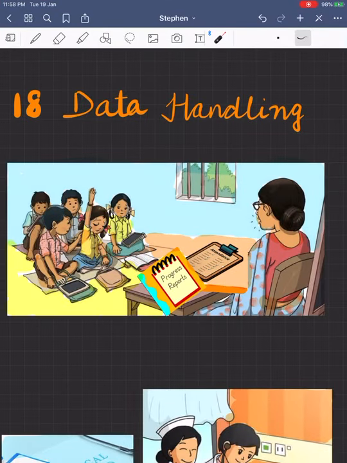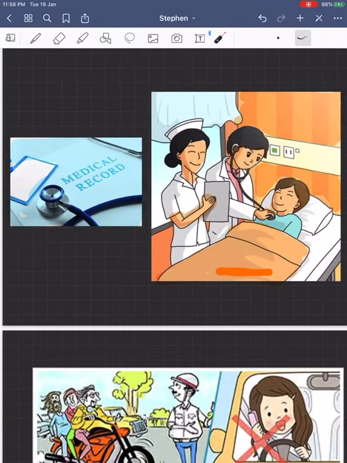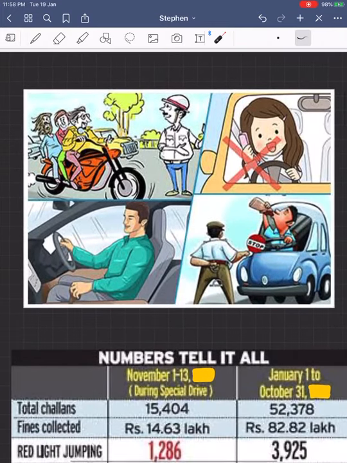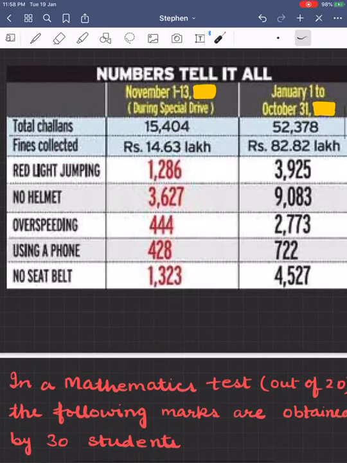Today we are going to begin with chapter 18, data handling. Children, you must have noticed that teachers collect and keep information about attendance and marks scored by students. Doctors keep records of their patients. Traffic police collect and keep information about challans. These pieces of information and records in the form of numerical figures are called data.